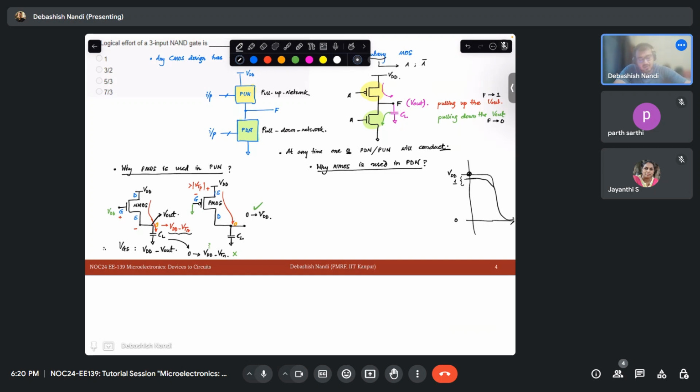Okay, so that is why for a pull-up network your PMOS is used. So this is better, and this is not used generally. The same thing is happening in case of the pull-down network also. So in case of the pull-down network, what is happening? Let's say this is your CL, right?